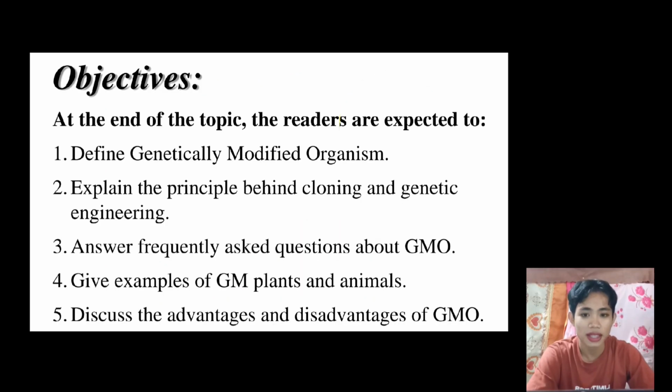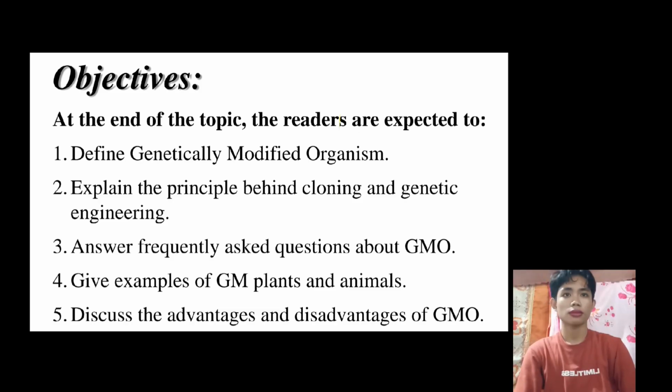Our objectives: at the end of the topic, the readers are expected to define genetically modified organism, explain the principle behind cloning and genetic engineering, answer frequently asked questions about GMO, give examples of GMO plants and animals, and discuss the advantage and disadvantage of GMO.